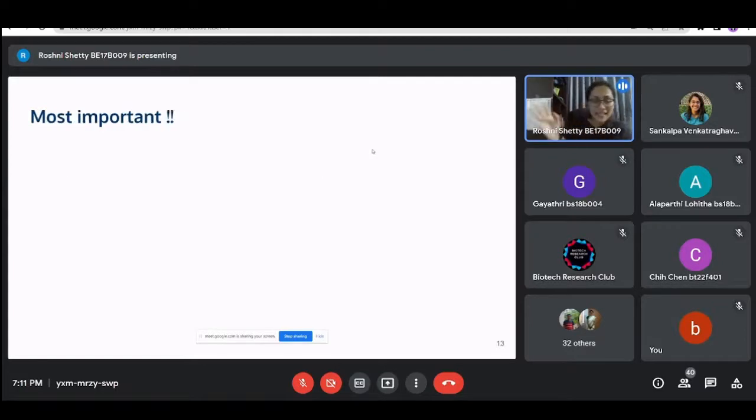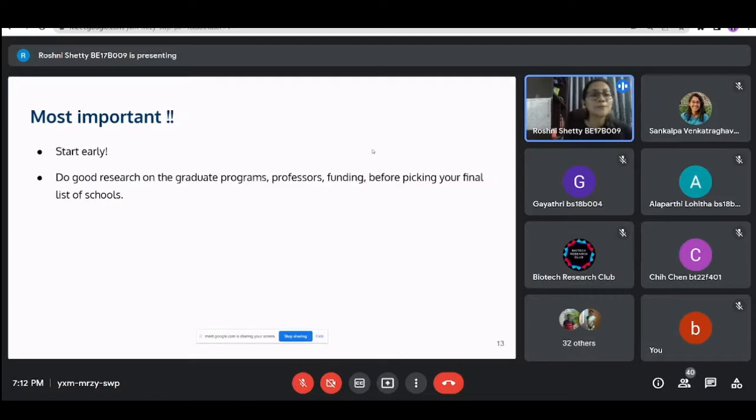Summarizing everything towards the end of the presentation, some general important tips. Start early. Don't underestimate the time it's going to take. It's a really time-consuming process. Doing all the research and even applying on the portals takes a lot of time and effort. So do good research on the graduate programs, professors, and funding before picking your final list of schools. This is really important.